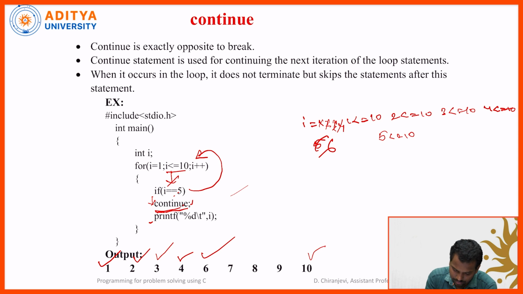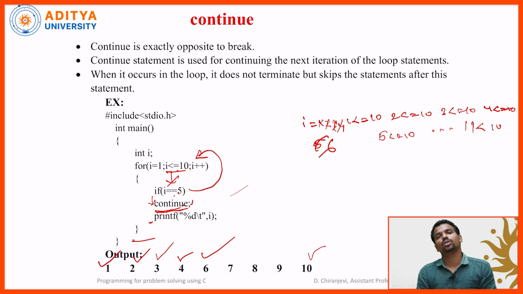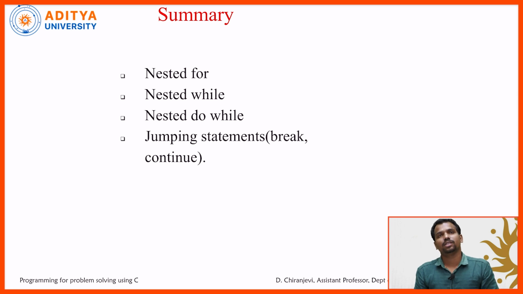Finally when i value is 11, 11 less than or equal to 10 is false. So control transfers to outside the loop, and nothing is there. So by that time it has printed 1, 2, 3, 4, 6, 7, 8, 9, 10, because you have written the condition i equal to 5 with continue. So that particular value 5 will be skipped, that iteration will be skipped. It won't print. So in this lecture I have discussed nested for, nested while, nested do while, break and continue. Thank you.